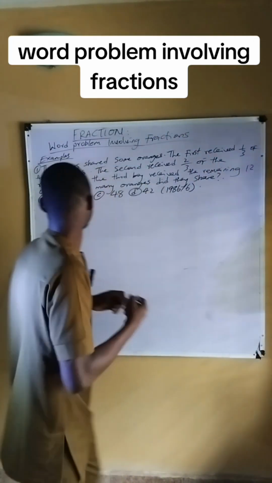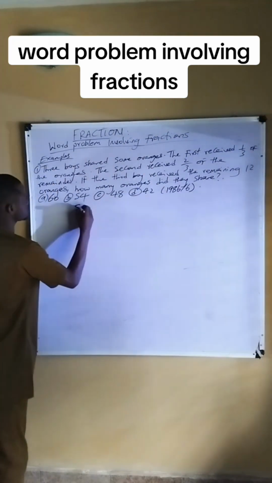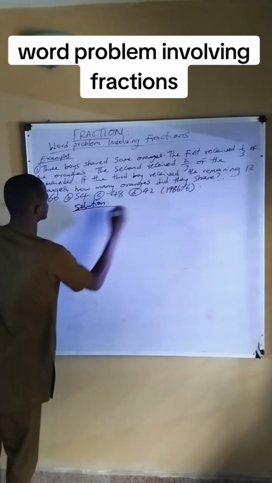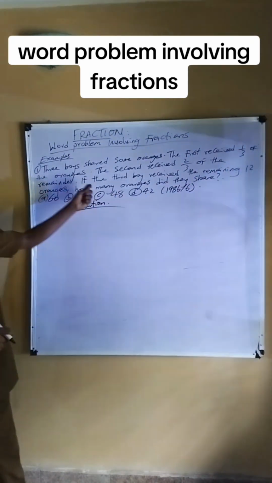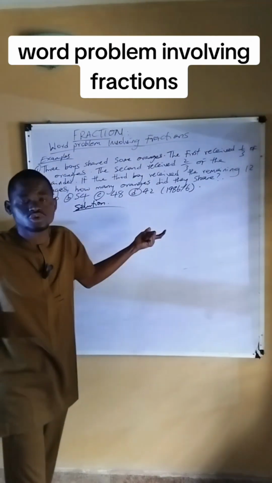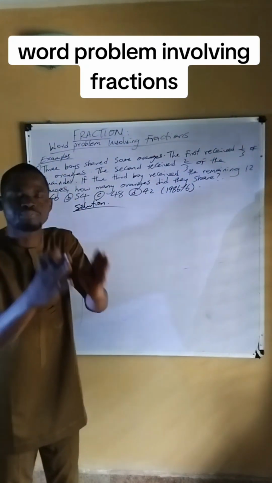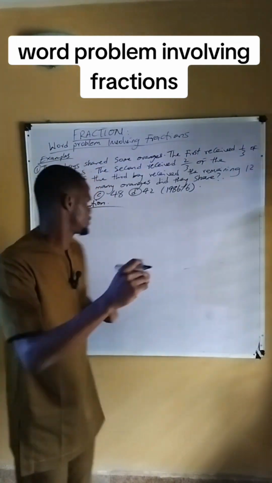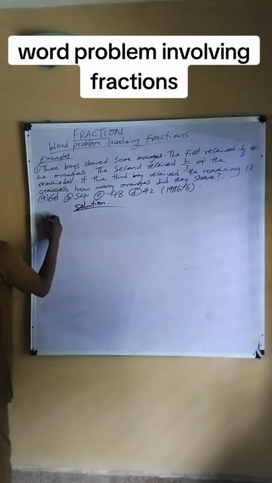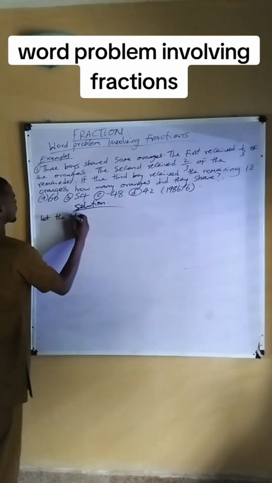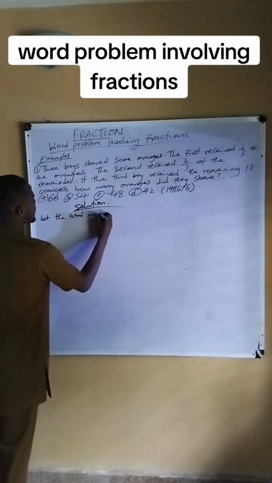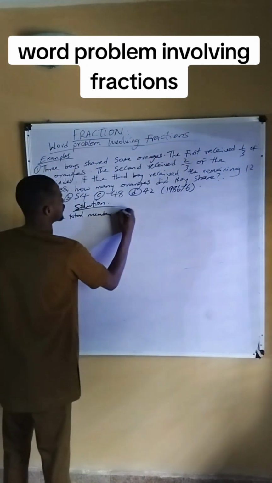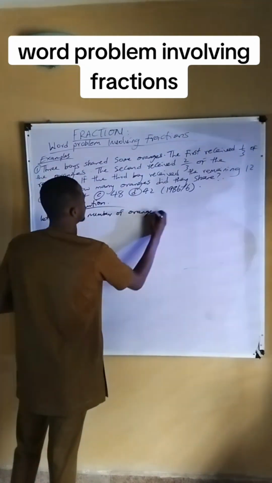Now, solution. Let's start from the first part of the question. 3 boys shared some oranges. Do you know the total number of oranges? No. We represent the total number of oranges with S. You say, let the total number of oranges be equal to S.